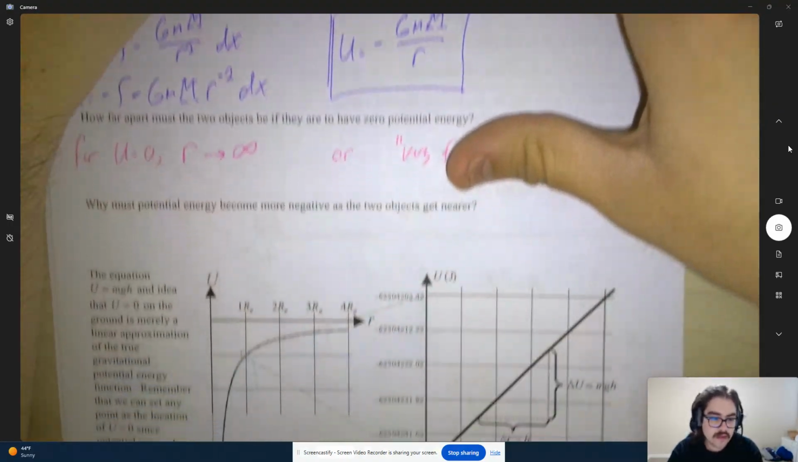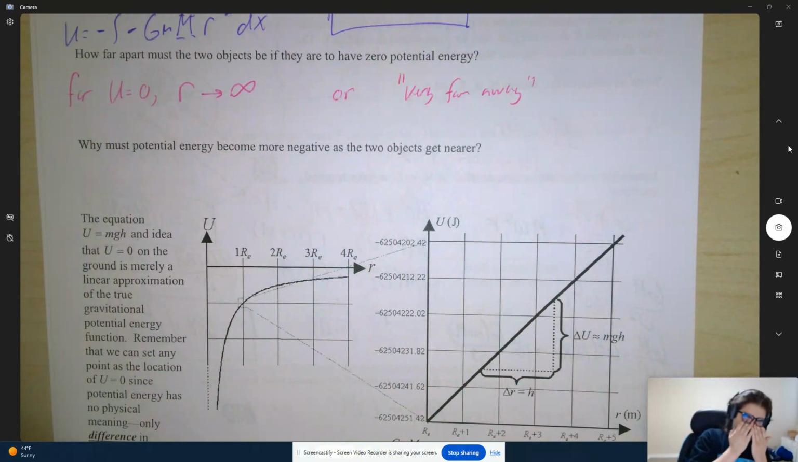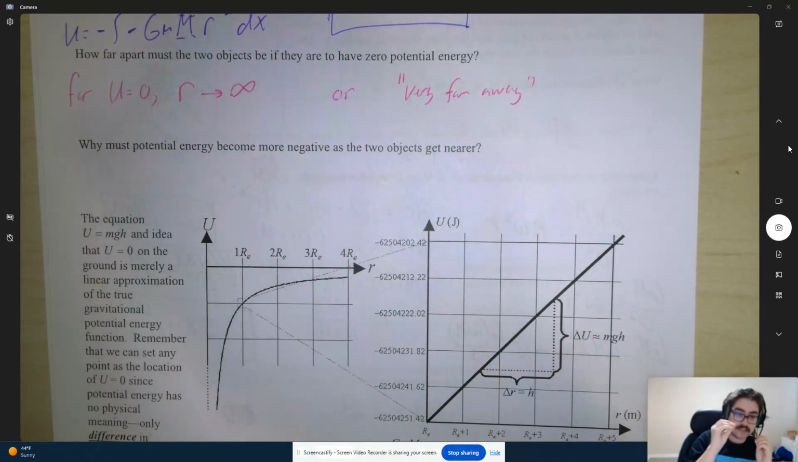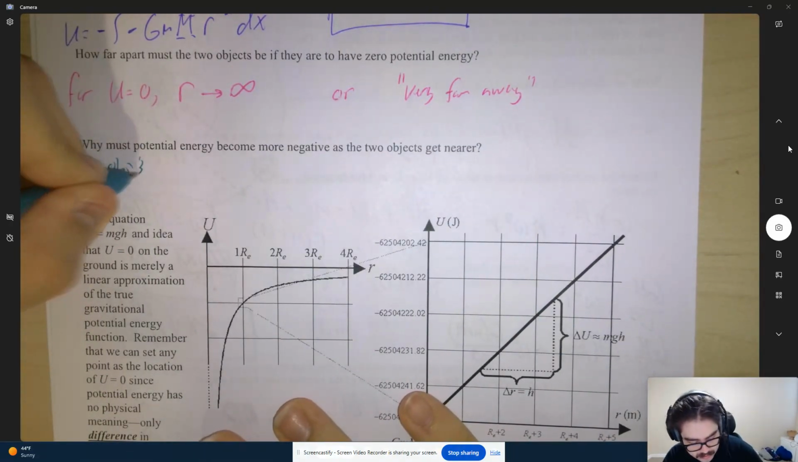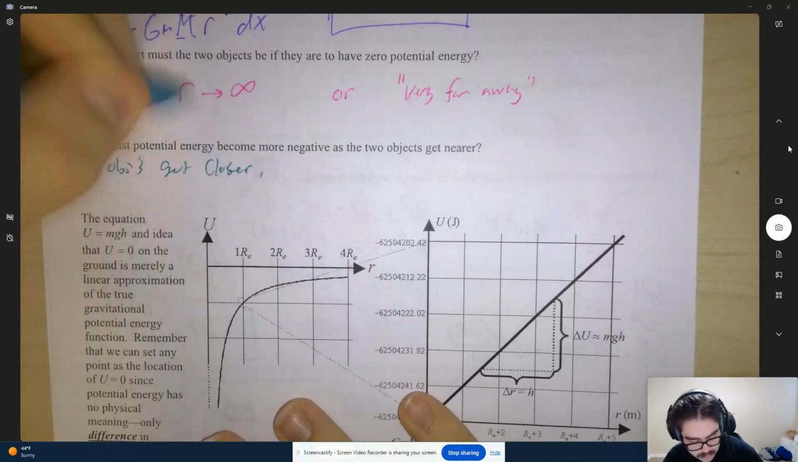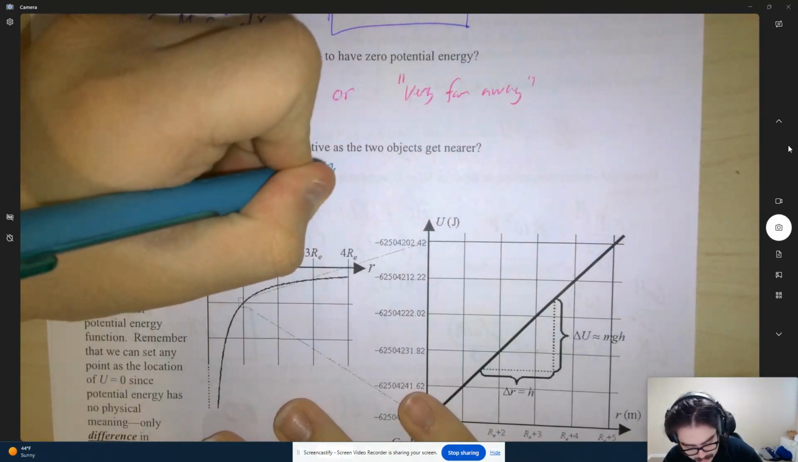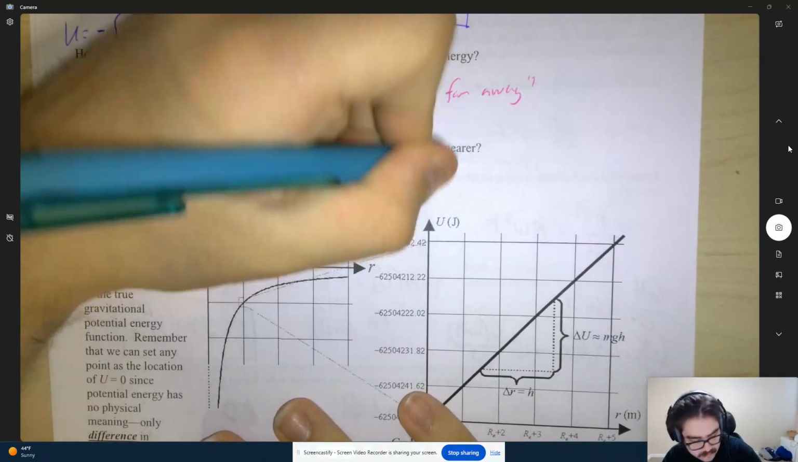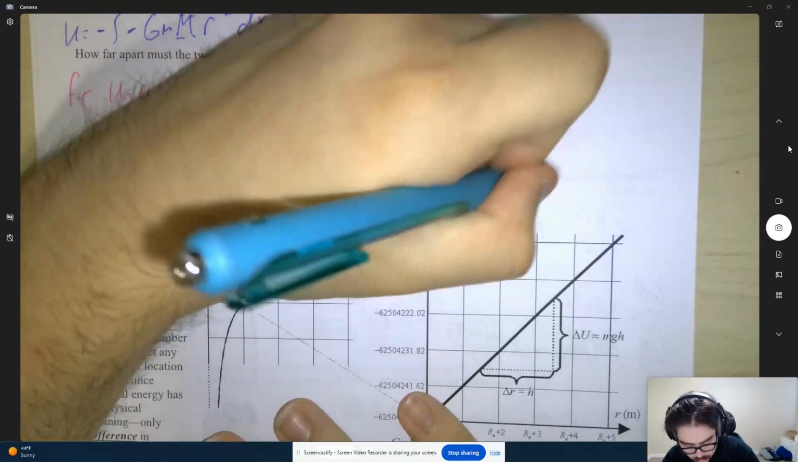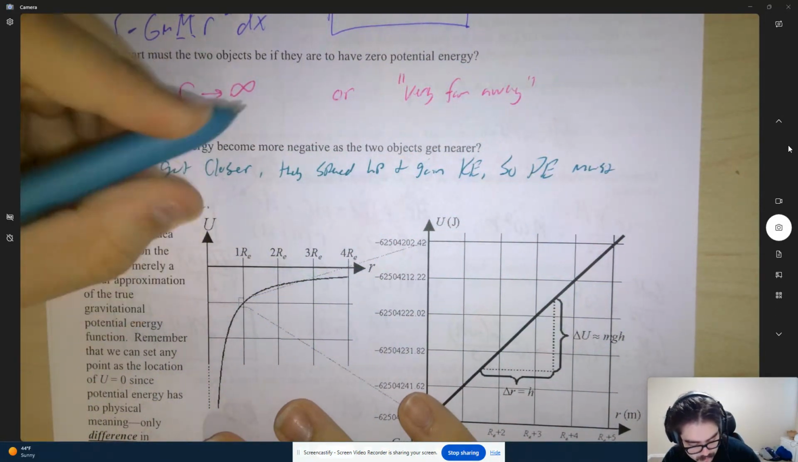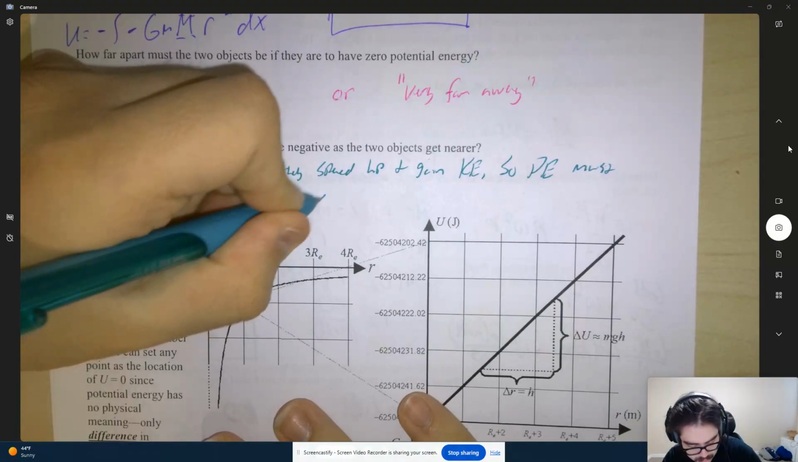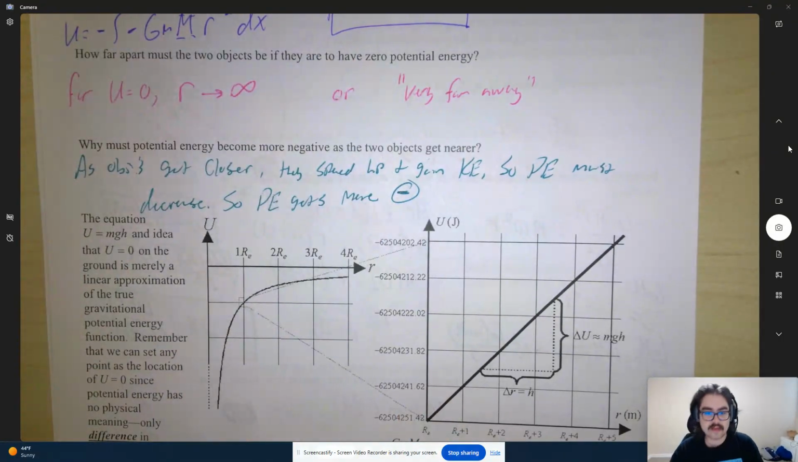Potential energy gets more negative. The wording of this is kind of confusing, but what that means is that the magnitude is getting stronger, but it's keeping the negative sign. The reason for that is that as objects get closer, they speed up and gain kinetic energy. So potential energy must decrease. So PE gets more negative, because it keeps decreasing. Well, decreasing means it's increasing in the negative direction, right?